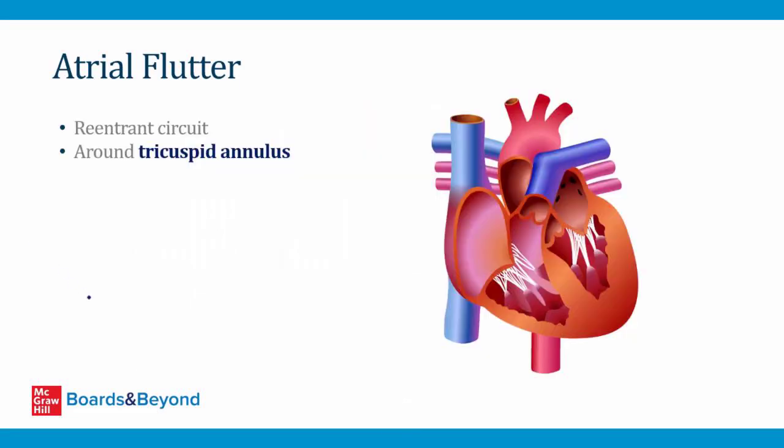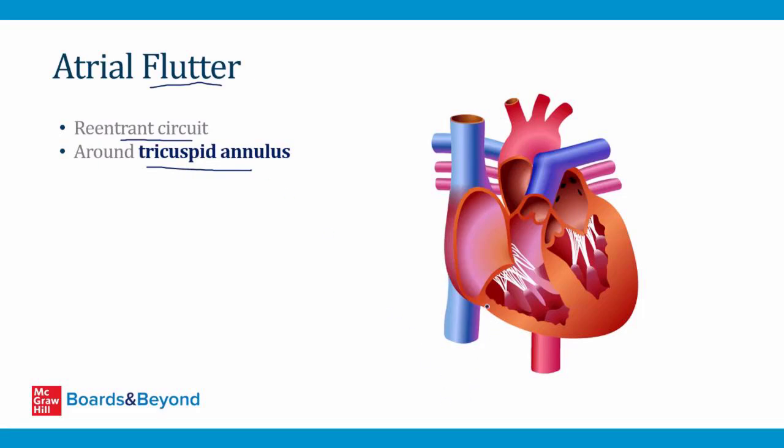So we talked earlier about how in atrial fibrillation, there are those millions of little depolarizations happening all over the atria in the heart. Well, atrial flutter is different. What's going on electrically in atrial flutter is there's a reentrant circuit, meaning a circuit of electrical activity going around the tricuspid annulus, and that's what's generating those sawtooth waves.